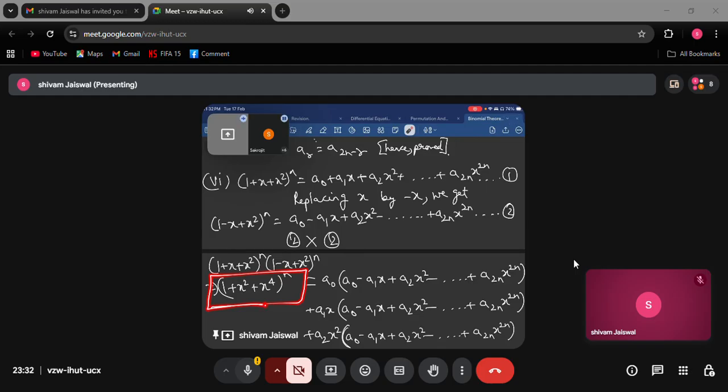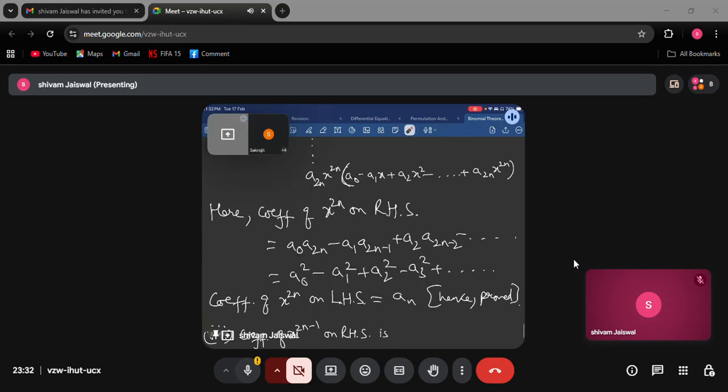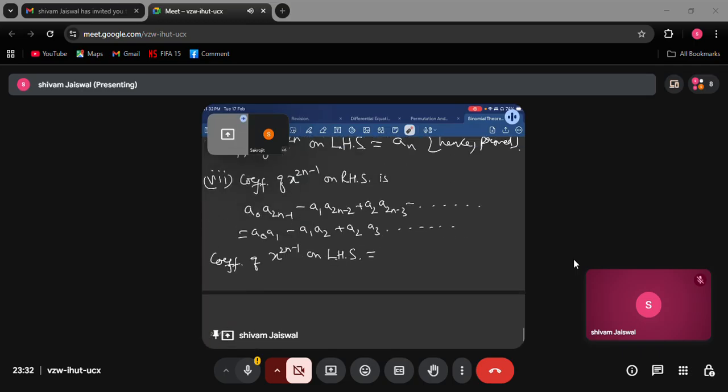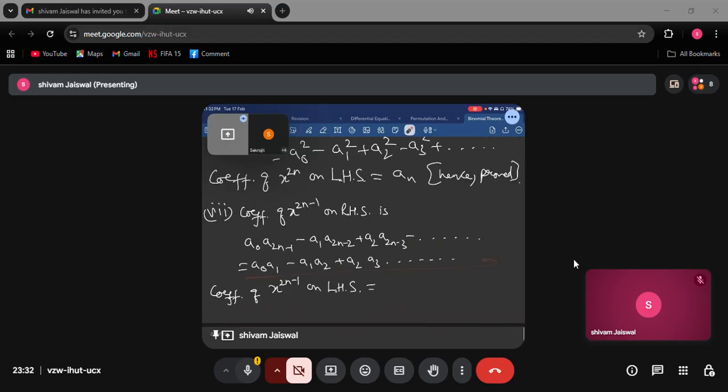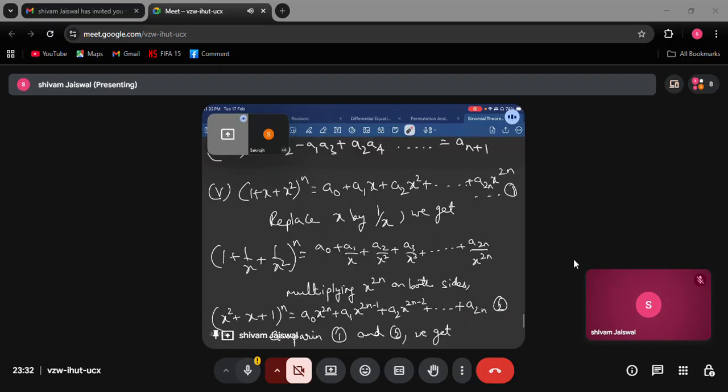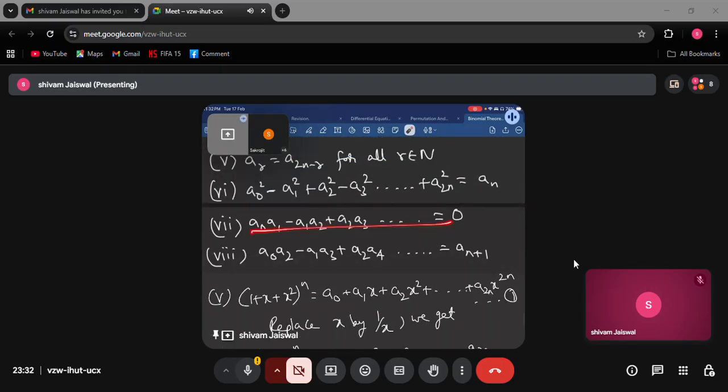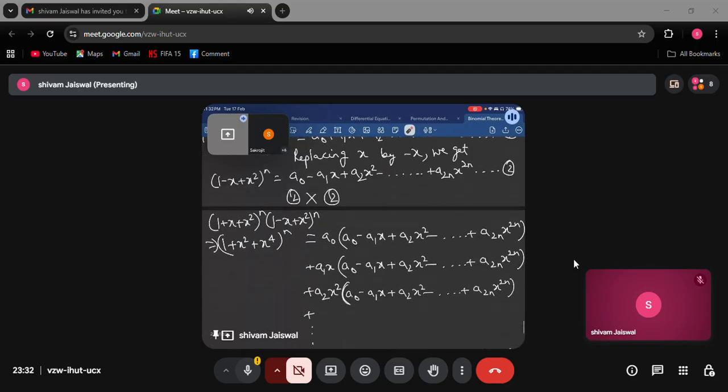Can you repeat the question once? What is the coefficient of x to the power 2n minus 1 on the left hand side? On the right hand side, we have already got this expression, which we were supposed to find out in 7. Now I need the coefficient of x power 2n minus 1 also on the left hand side to compare.